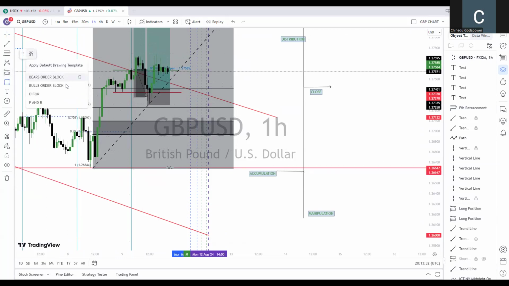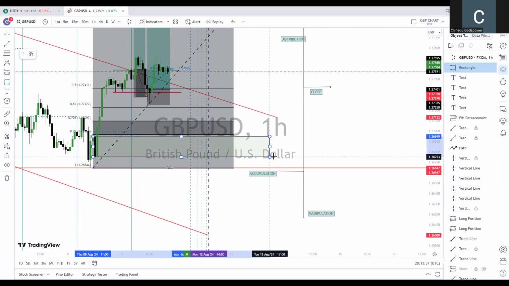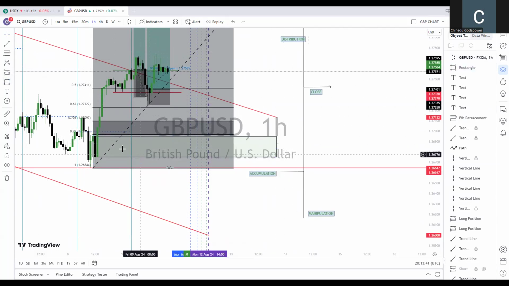So there's a chance that this market is seeking this order block right here. Remember, everything we are saying, we're being objective. We are not saying we know what the market is going to do. We are saying, following this pattern, there's a chance the market might do this. This is an order block based on this.